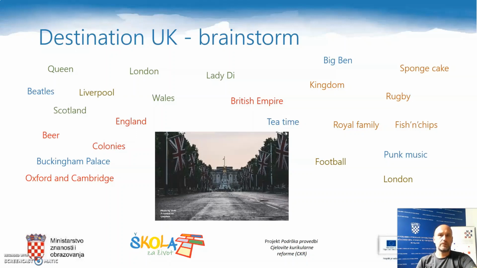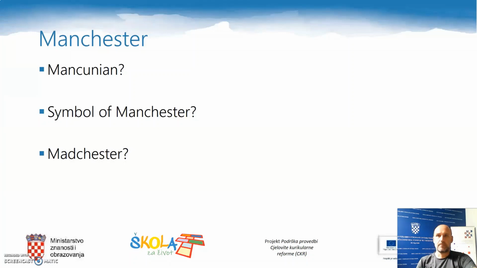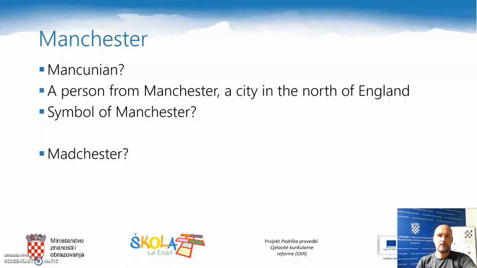So where are we going today? In the UK. So we are going to visit Manchester, because Manchester misses you. So, what about Manchester? What is a Mancunian? It's a person from Manchester, a city in the north of England. Also, it's a name for a dialect spoken in the northern part of England.